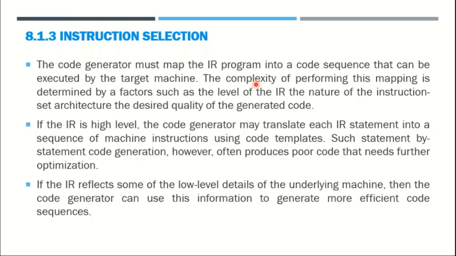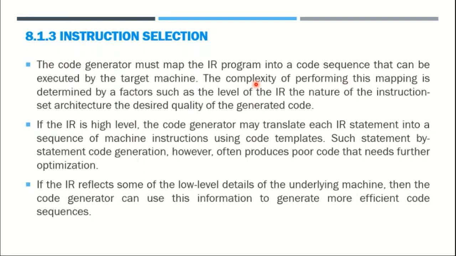In case the generated target code is not perfect, or it produces some poor code, then we will go for code optimization. So whenever the IR level is high, we must generate target code statement by statement, and in case the target code is poor, then we will go for the code optimization phase.